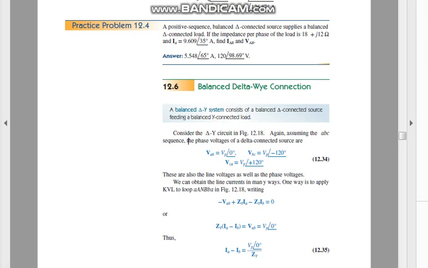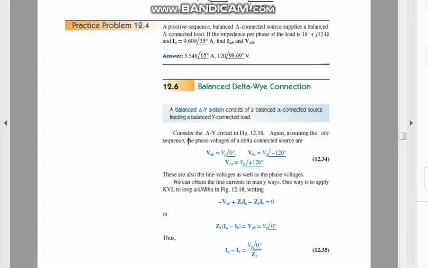That is pretty much similar from the point of view of the delta generator. As you can see here, VAB is VP at 0 degrees, and VBC is VP at minus 120 and VP at plus 120. These are also the line voltages as well as the phase voltages. Here VP is equal to VL. No other things will get through this.